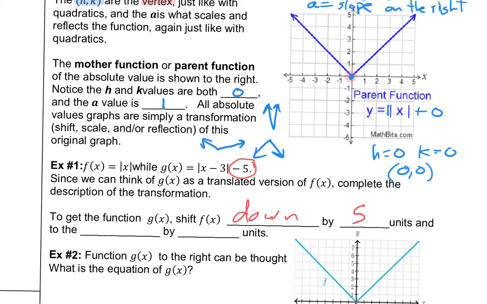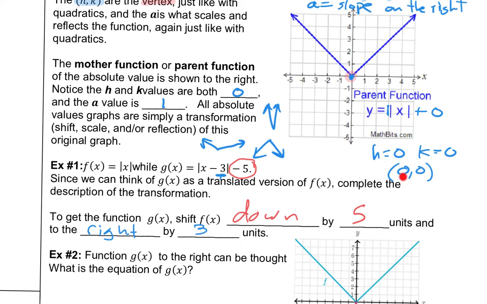And then in the same way, we could think of this, but remember we always do the exact opposite of the h. Down by 5 units and to the right by 3 units. Now, why did I say to the right? Because I know it looks like it's negative, but whenever we look at our h value, there's always going to be a minus sign in front of it. So we have to ask, what's the opposite of what it looks like? It looks like negative 3, so we need to think of it as positive 3.